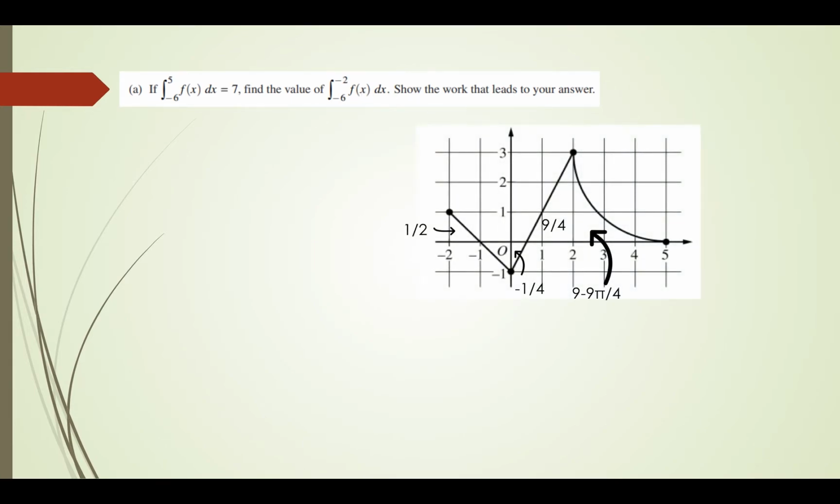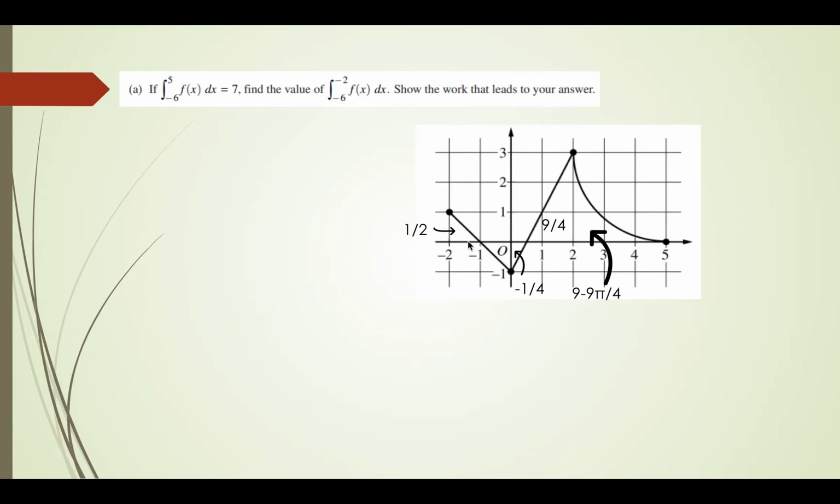Find the value of the integral from -6 to -2 of f of x dx, and show the work that leads to your answer. Okay, so I said earlier we're going to have to find some areas, and that's what I'm showing you right here. So going from left to right, if I were to integrate this function from -2 to -1, for instance, essentially what that would find would be the area trapped in between our function and the x-axis.